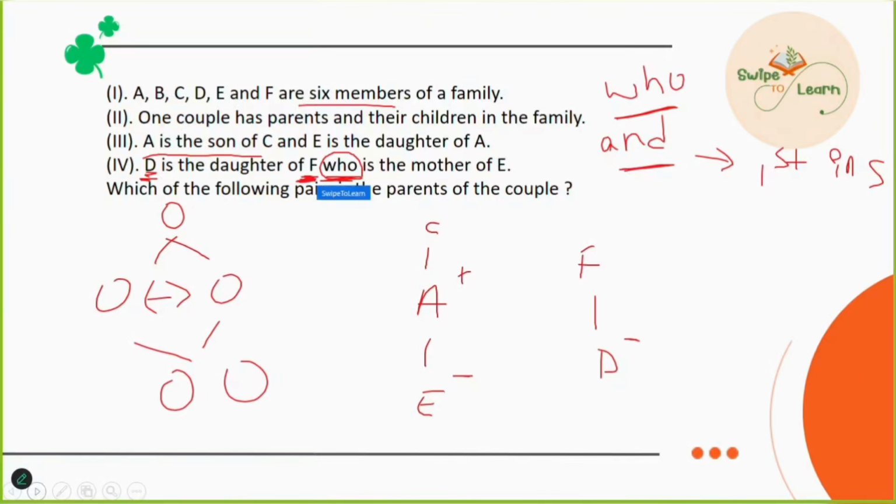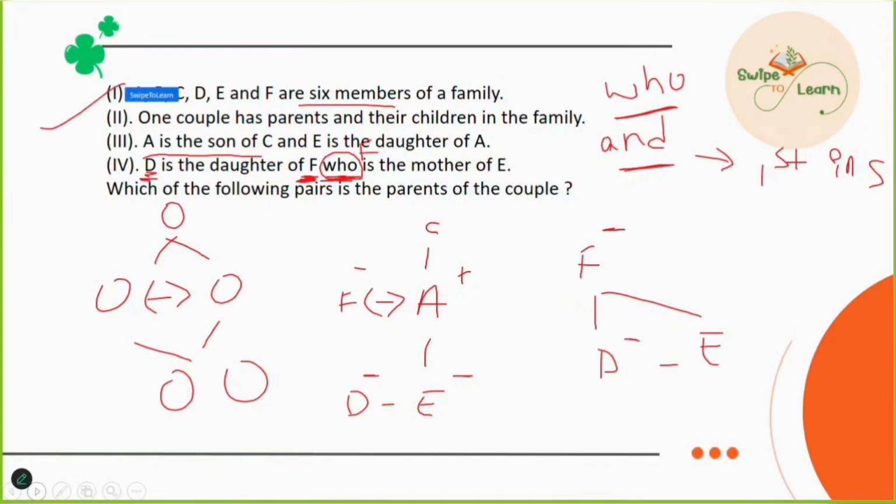Who is mother of E? That means who means what? F. That means F is the mother of E. Okay, F is mother. Mother means, of course, using negative. F is the mother of E. That means F is having two children, which is D and E. We already have E here. So that means E and D are the siblings. Then F is the mother of them. A is the father. That means these both are the married couple.